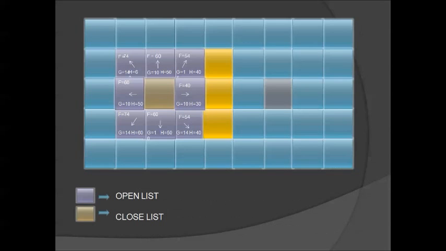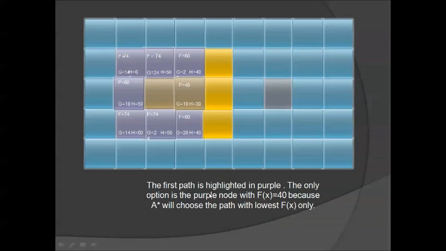So at the start you have such an arrangement. Of all these, this particular node promises the shortest path to the destination. So from here we hop to this node. This is because the f(x) value for this particular node is the lowest of all the other nodes. Say this is 40 and all the others seem to be more than this one. So we hop to this node. Then the first path is highlighted in purple. The only option is the purple with f(x) equal to 40 because A-star will choose the path with the lowest f(x) only, as I said before.